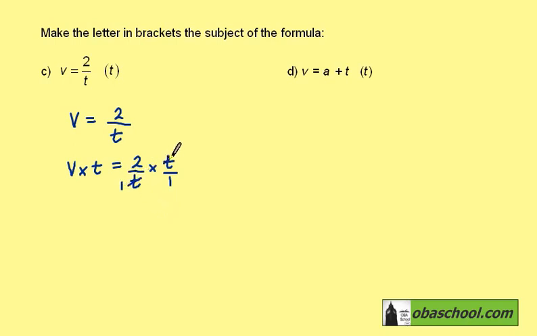t goes into t once, so on the left we have v times t, and on the right we have 2 times 1, which is 2, over 1 times 1, which is 1, so this is just 2. Now let's divide both sides by v. vt divided by v is equal to 2 divided by v. The v's cancel here, leaving us with t, so t is equal to 2 divided by v.